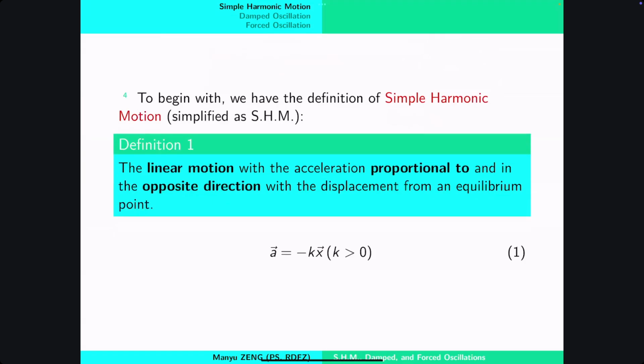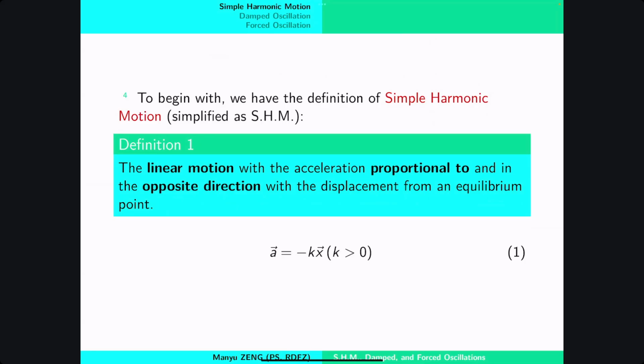So let's put this into mathematical words. The acceleration vector a is proportional to the displacement vector x, and the factor is minus k. So k is greater than 0 and minus k is negative. So it shows that the acceleration and the displacement are in different, opposite directions.